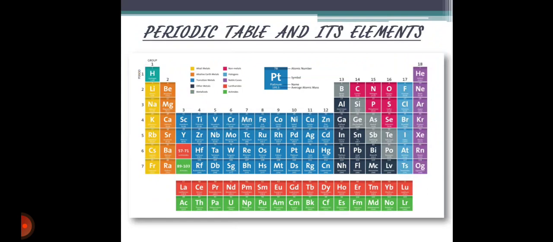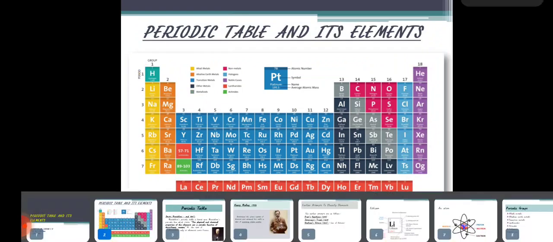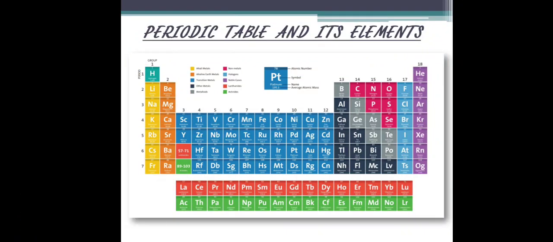So today I am going to explain about the periodic table and its elements. Here let us understand what this periodic table is and its characteristics and properties. So we go step by step. At first, let's begin with some basic things about the periodic table which we should understand first.